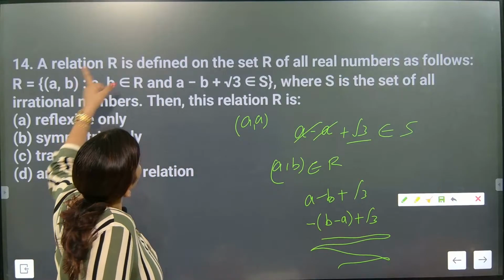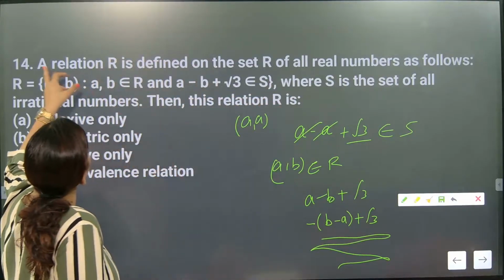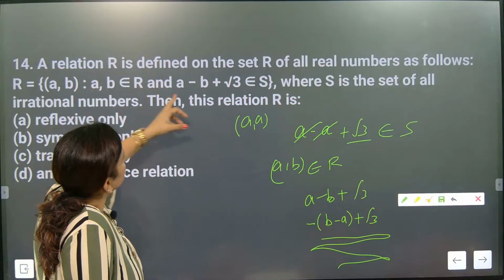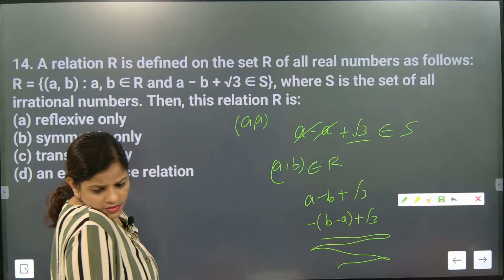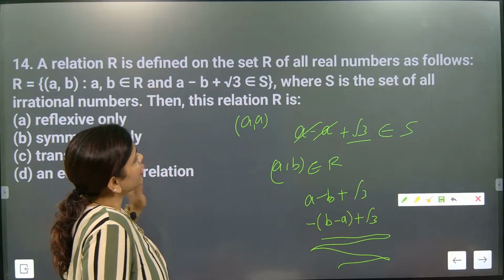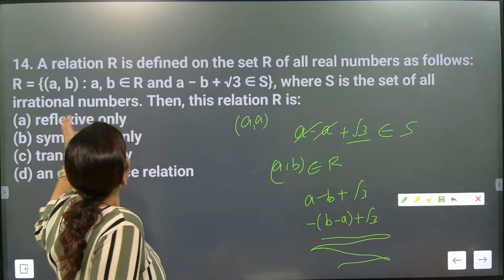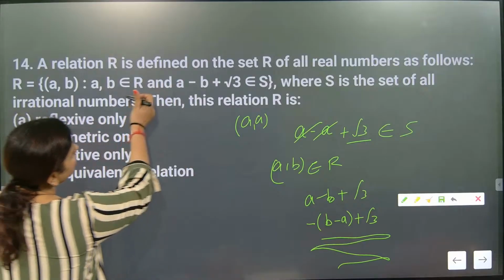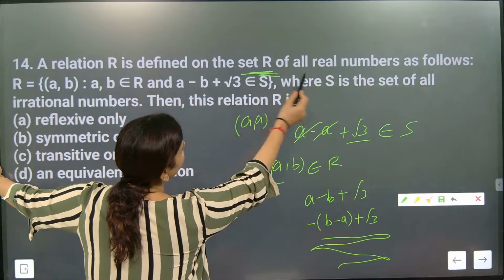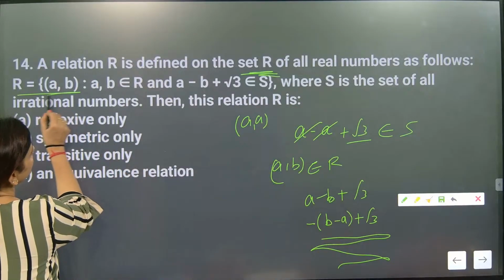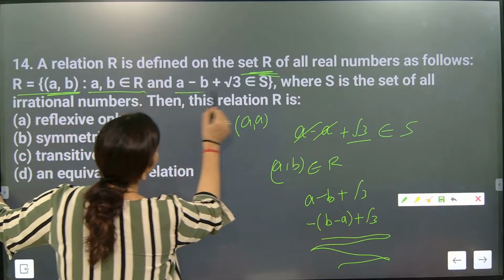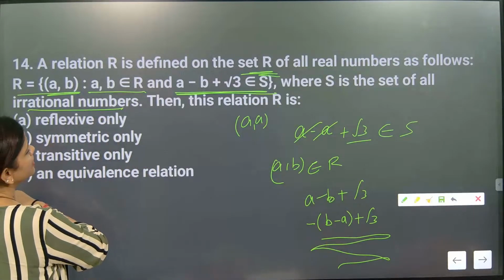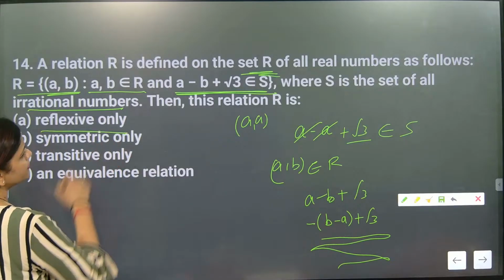Our situation is all real numbers. A relation R is defined on the set R of all real numbers as follows: A comma B belongs to R if this expression belongs to S, where S is the set of all irrational numbers. And this is irrational. Understood or not? Then is R reflexive only?